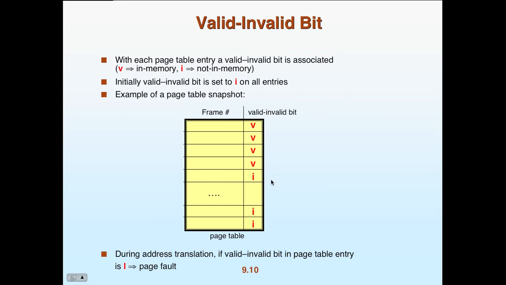So those memory pages belong to that process. Initially, the invalid bit is also set to I for all entries because it's going to be invalid initially. Nothing's loaded. Here's an example of a page table snapshot where we have the frame number and we have the valid and invalid bit on one side. So during the address translation, if the valid or invalid bit in the page table entry is I, that's basically giving us a page fault. So if it's invalid, we're getting a page fault.